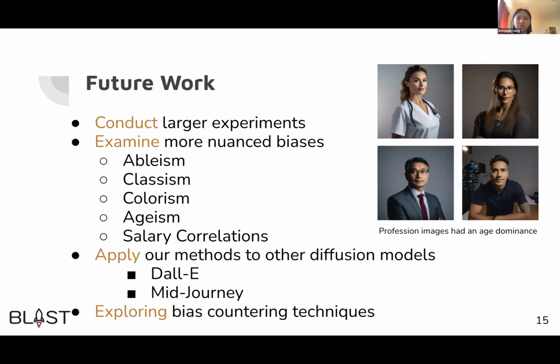One of the biggest limitations in our investigation was our sample size. Because each prompt had about a sample size of 20 images, 5% correlated to one image. In future investigations, we plan on conducting experiments with larger sample sizes containing about 50 images. Our investigation also explored two biases in society that, while important, are more broad. We plan on examining more nuanced biases, such as ableism, classism, colorism, ageism, and salary disparities to better understand where these biases develop in the real world and how they translate over to AI.